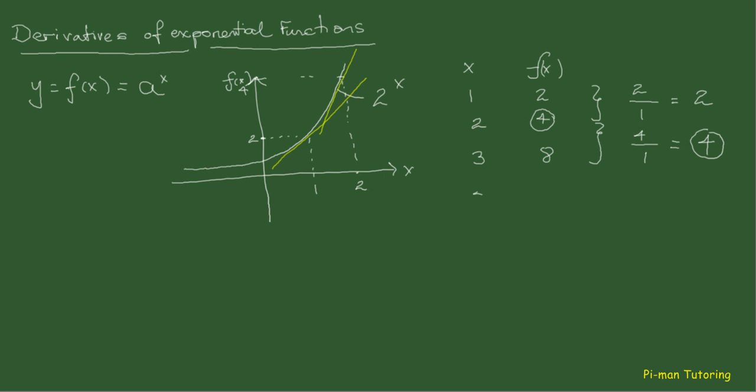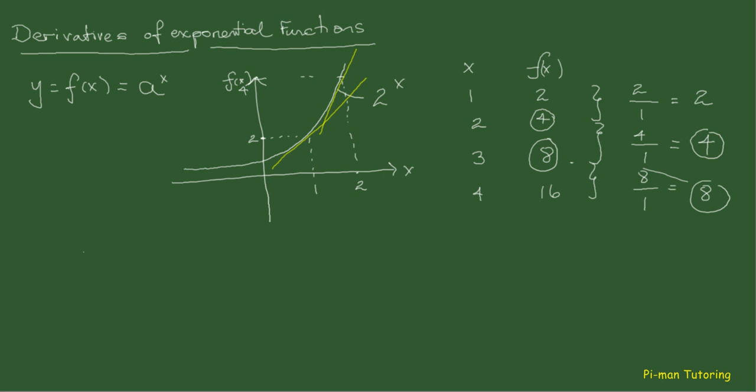Let's just do one more. At 4, 2 to the power of 4 would be 16. And so between these two values, we've increased by 8. X has increased by 1, and so we have a slope of 8. So our slope is very much related to the value of the function at that point.